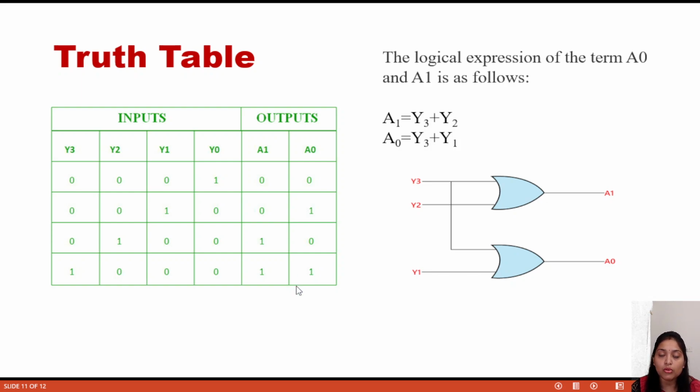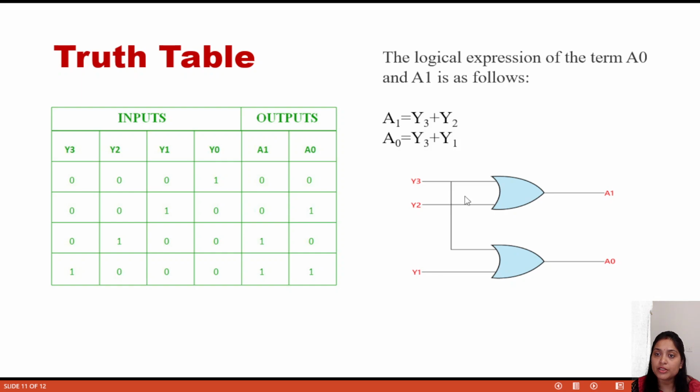So how will we represent the logical expression? For a0, it will be y1 and y3, and a1 is y2 and y3. Okay, so these are the logical expressions of the outputs a1 and a0.